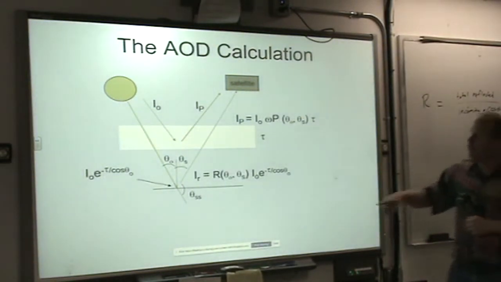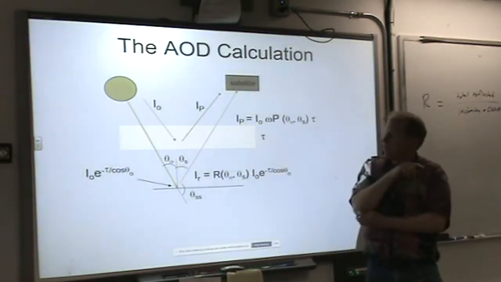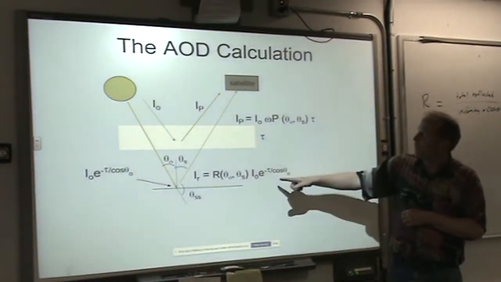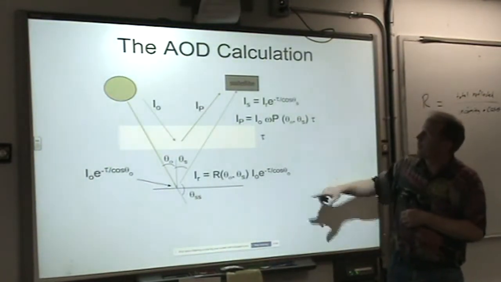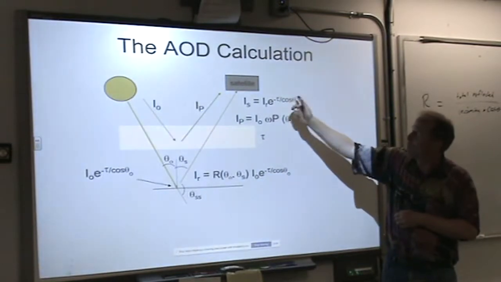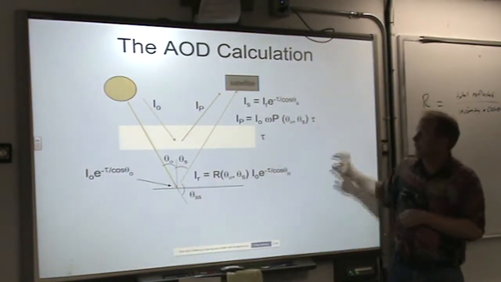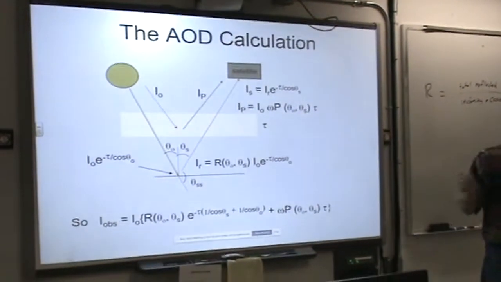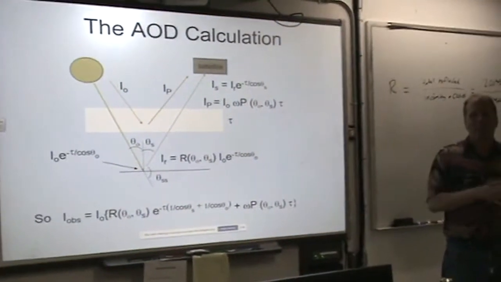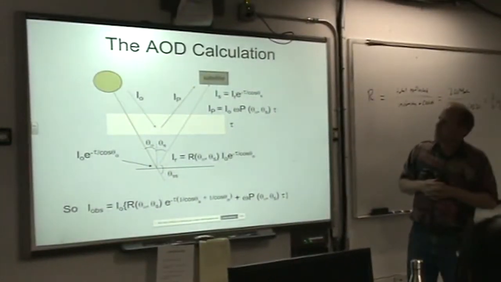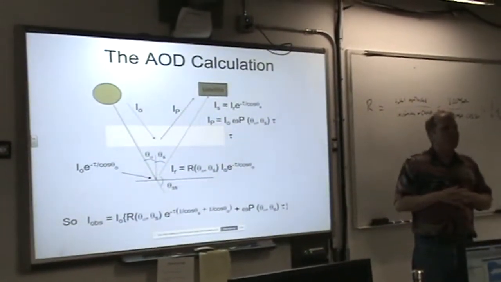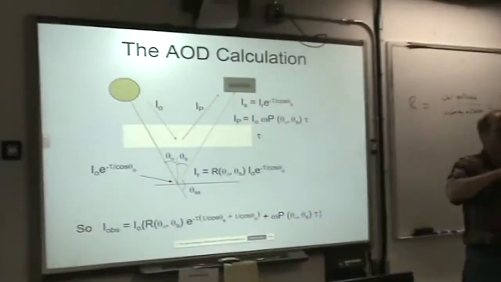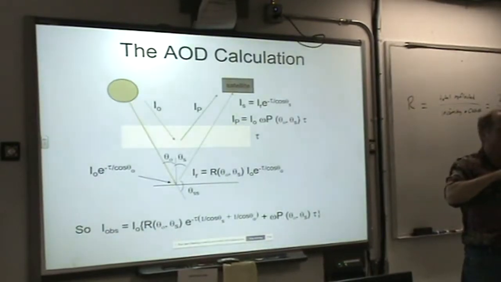Depends on the surface. People have been busy making catalogs of the reflectance function for the surface, depending on the angle. So you have this, and then it has to go up through there, so Beer's law is acting on it again. Then you end up with this big, long, complicated equation, and you get to solve for the aerosol optical depth. Okay? So that's why people prefer, if they can get away with measuring something that's looking straight through the atmosphere, it's a lot easier than a satellite measurement.